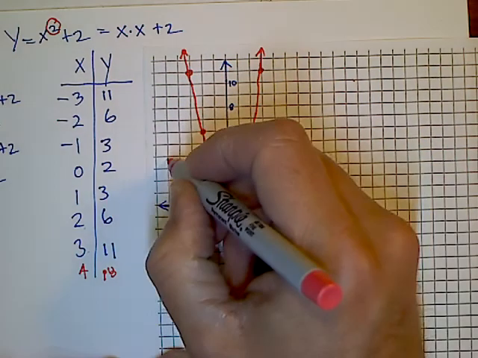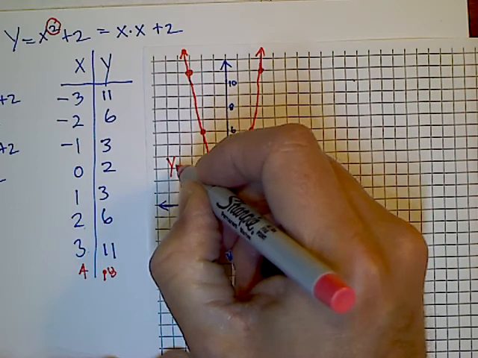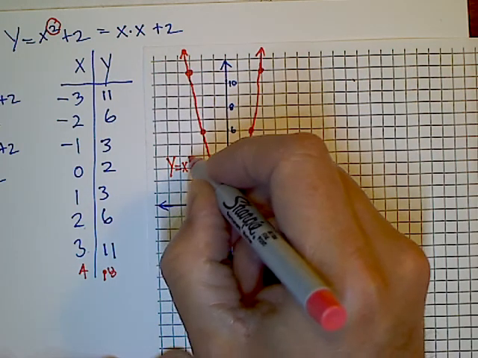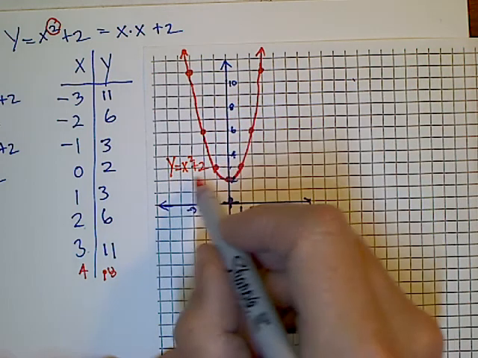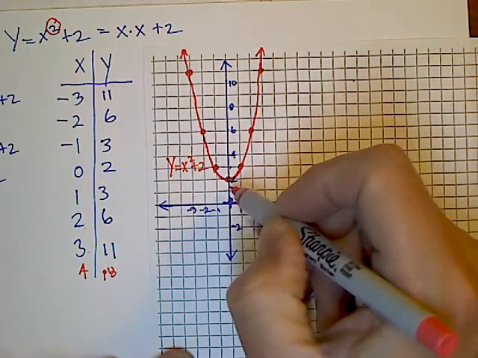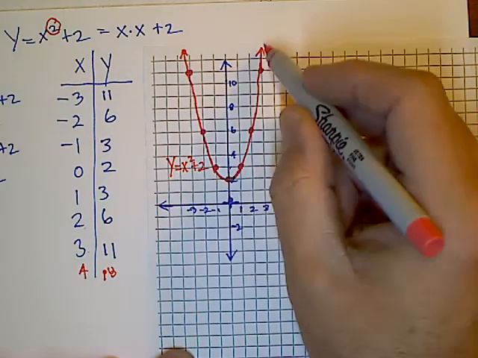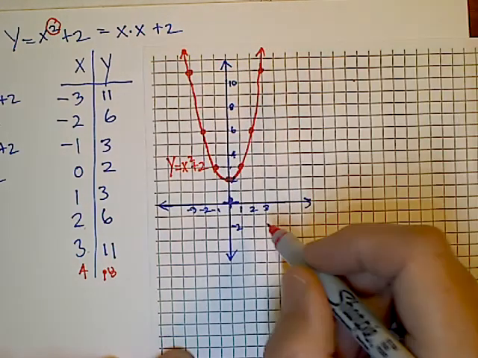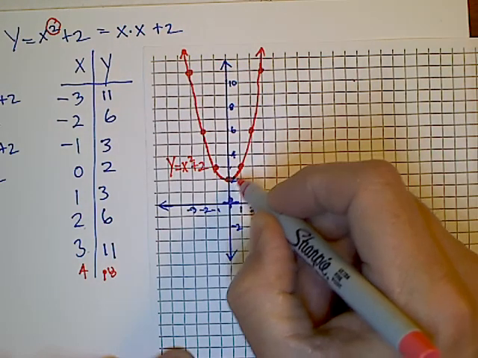And then the last thing is make sure you name your graph, right? Put the rule on the graph paper. So we see that the rule, y equals x squared plus 2, belongs to this graph because those are the solutions to that rule. All of these are the solutions to the rule, right? So that's in between here.